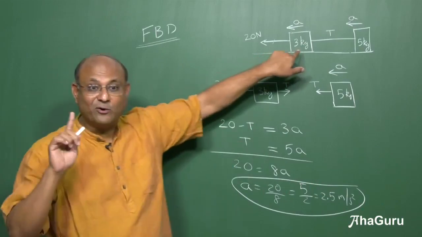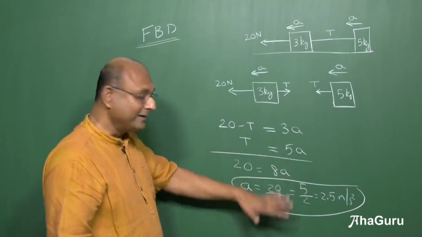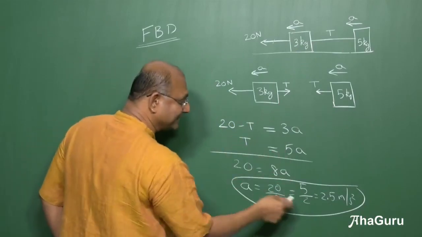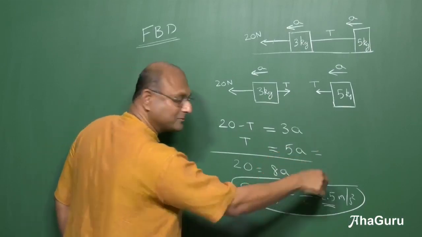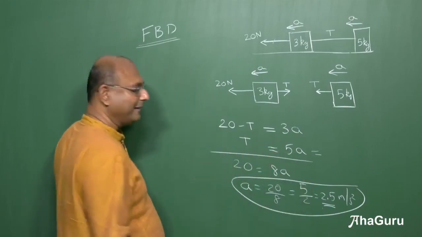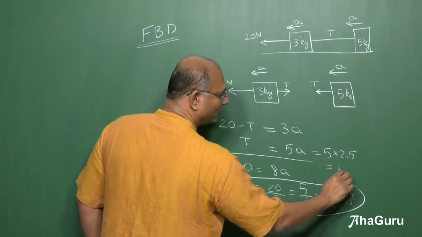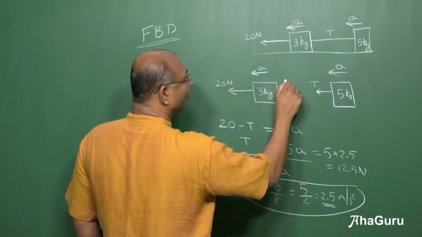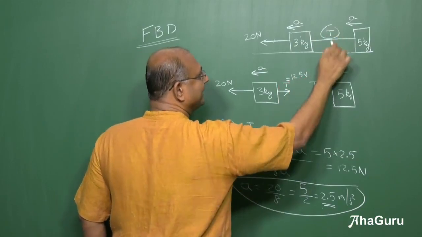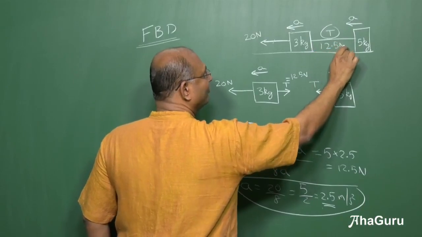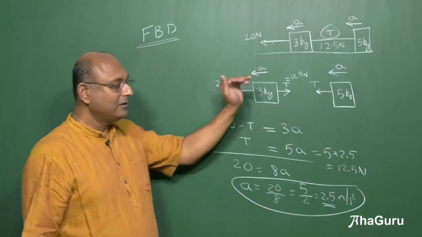Remember, this is what we would have done before. We would have said, think of this as one big block, 20 by 8. Now, I didn't do that. But the advantage is once I've got A, I can substitute for A here. 5 times 2.5. How much is 5 times 2.5? So this is 12.5. So I know that this tension is 12.5 newtons. The question was, what is T? The answer is 12.5 newtons. So is that clear? This is how we will go step by step to find the tension.